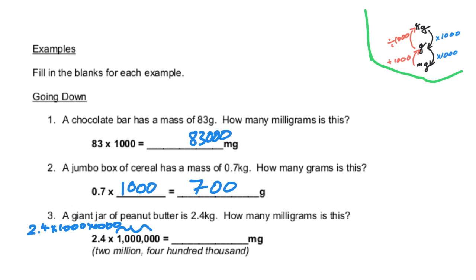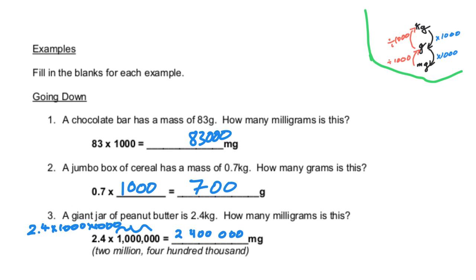Now, because it's 1 and zeros behind it, all we have to do is put a 1 with the number of zeros that we had to move down by. That's it. So that's how we ended up with 2.4 times 1 million. And now, when we do our final answer, we're going to end up with 2,400,000. That's it. We're done.